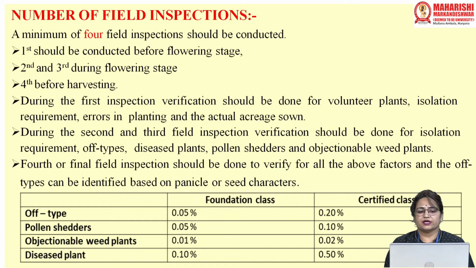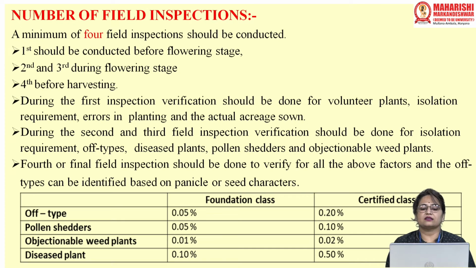During the first inspection, verification should be done for volunteer plants. Volunteer plants are those plants that grow on their own. Also verified are the isolation requirement, errors in planting and the actual acreage sown. During the second and third field inspections, verification should be done for the isolation requirement, isolation distance, off-types, diseased plants, pollen shedders and objectionable weed plants.